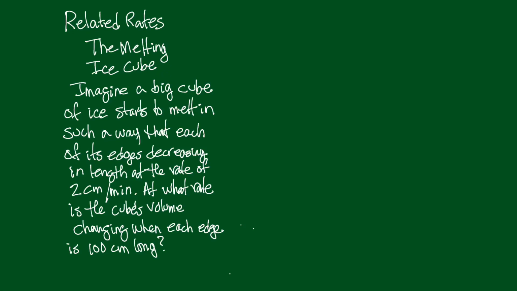Here's kind of a fun related rate problem. Suppose now we have a big cube of ice and it starts to melt in such a way that each of its edges decreases in length at the rate of 2 centimeters per minute. Now, at what rate is the cube's volume changing when each edge is 100 centimeters long?